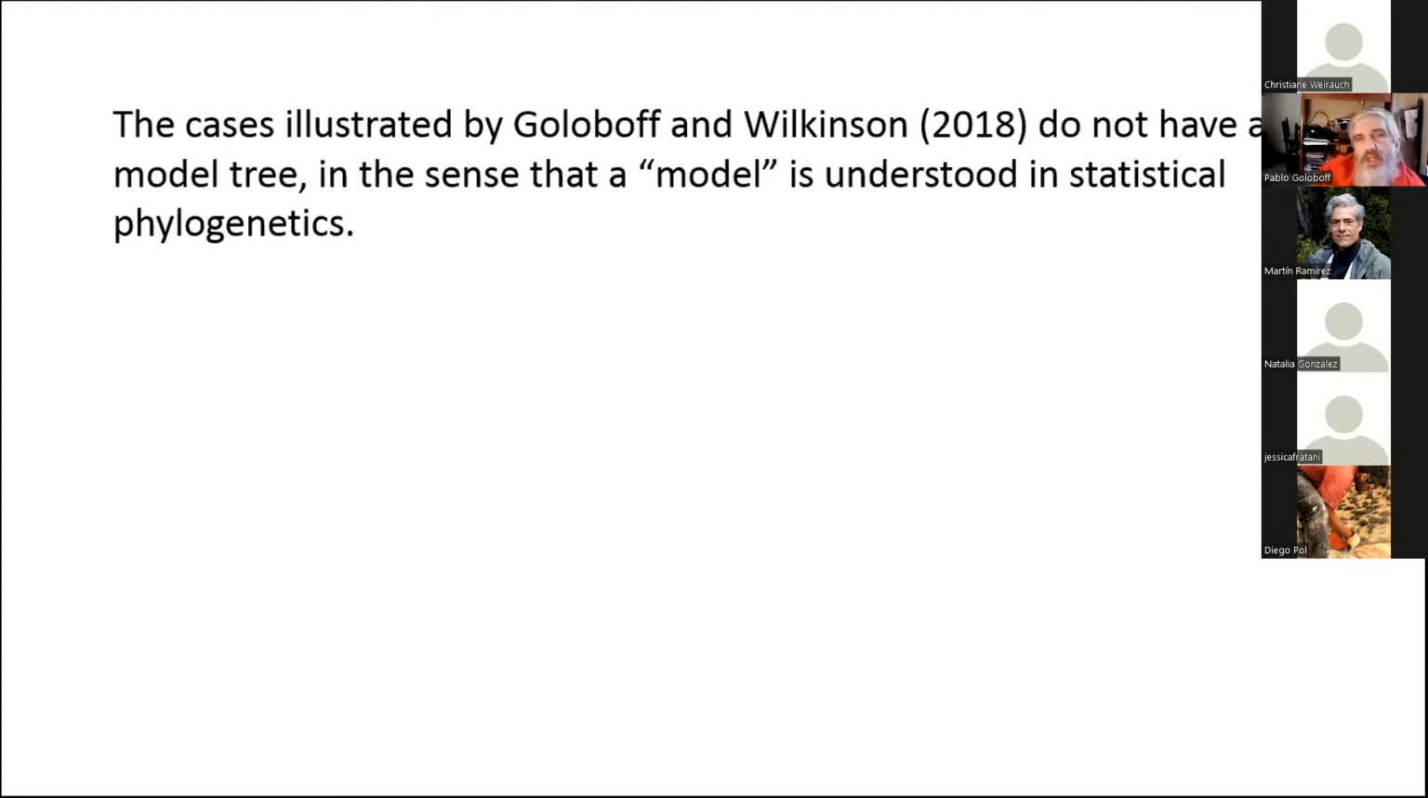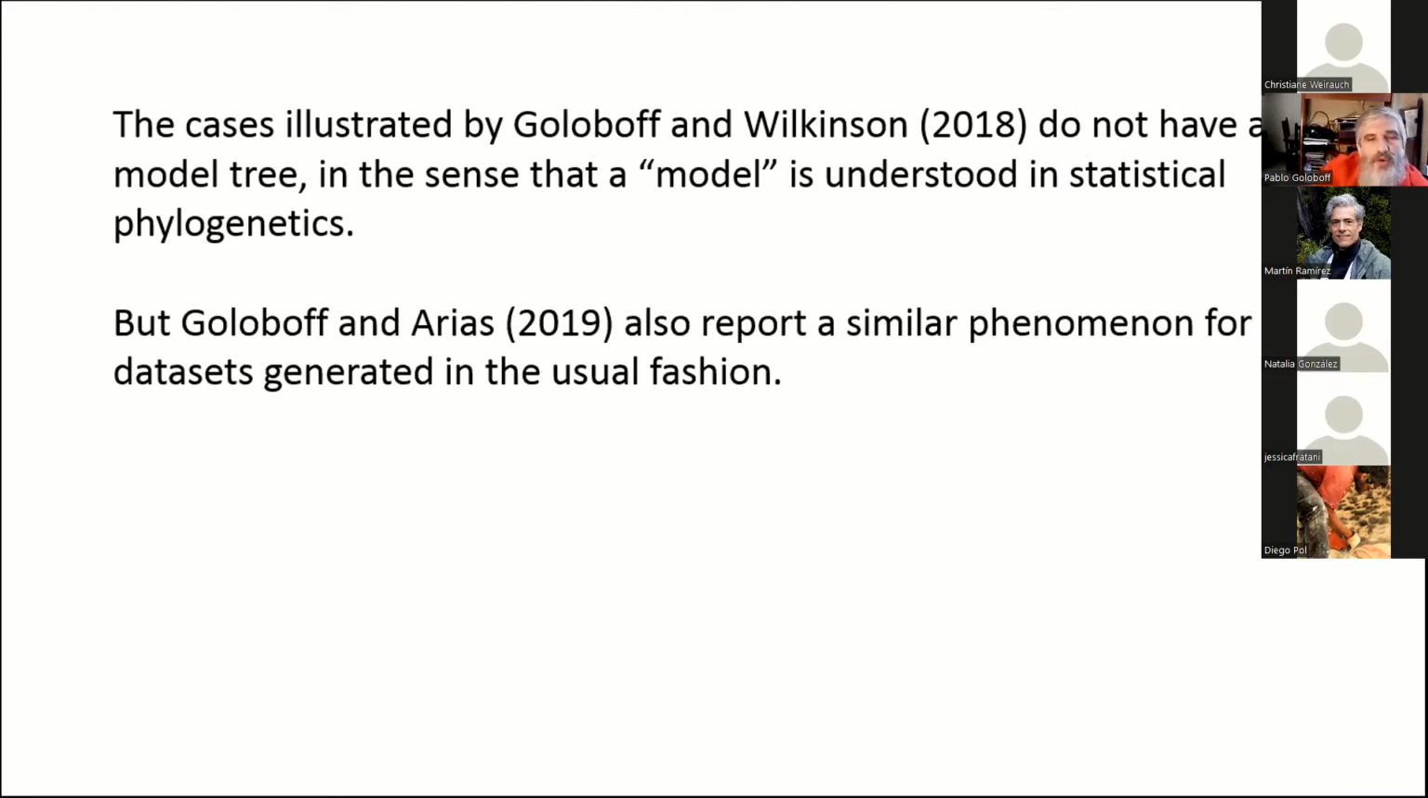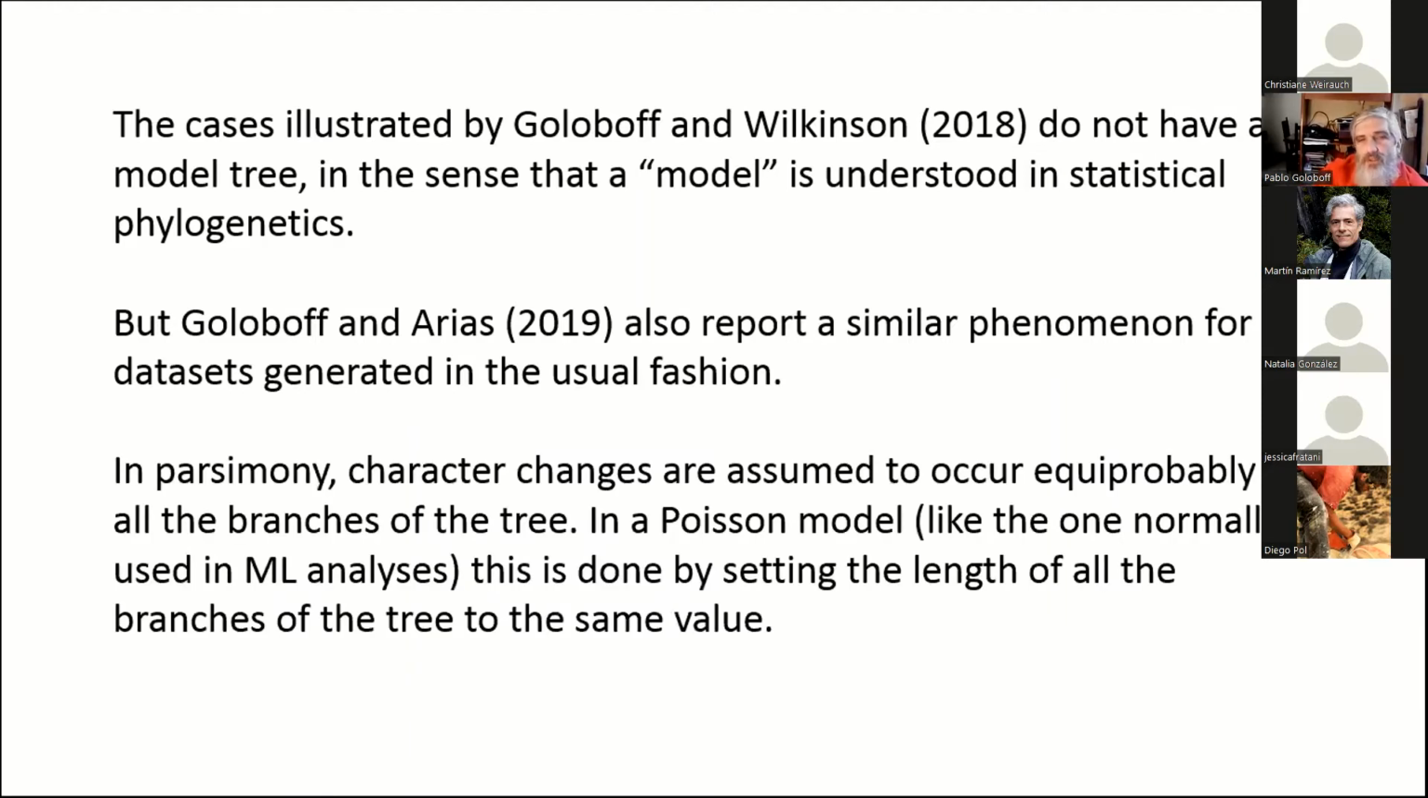The cases illustrated by Goloboff and Wilkinson do not have a model tree in the sense that a model is understood in statistical phylogenetics today. Goloboff and Arias in 2019 also report a similar phenomenon for datasets generated in the more standard fashion. In parsimony, character changes are assumed to occur equiprobably on all the branches of the tree. So in a Poisson model, like the one normally used in maximum likelihood analysis, you can do this by setting the length of all the branches of the tree to the same value.